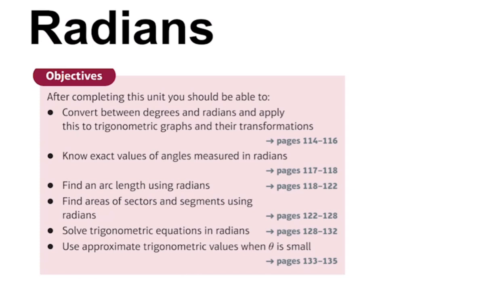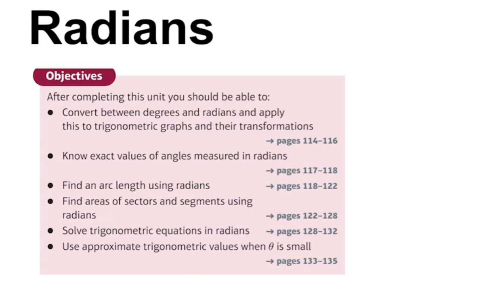We need to know exact values of angles measured in radians. We need to find an arc length using radians, find areas of sectors and segments using radians, and solve trig equations in radians, and use approximate trig values when theta is small.